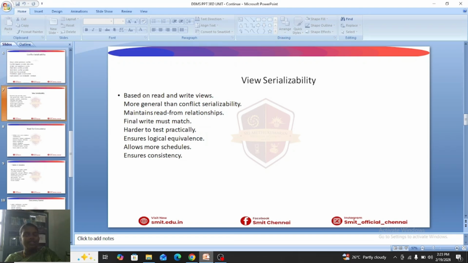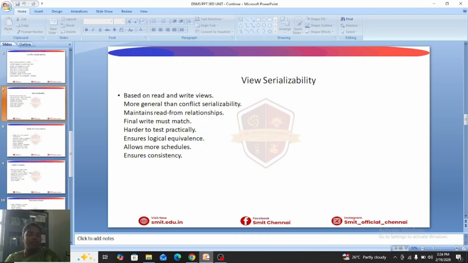Condition 1 is the initial read condition. If a transaction reads the initial value of a data item in one schedule, it must read the initial value in the other schedule. Read-from condition means if a transaction Ti reads a value written by Tj in one schedule, it must read from the same transaction in the other schedule. The last one is the final write condition. The final write on each data item must be performed by the same transaction in both schedules.